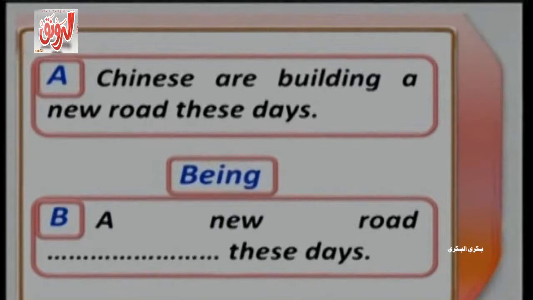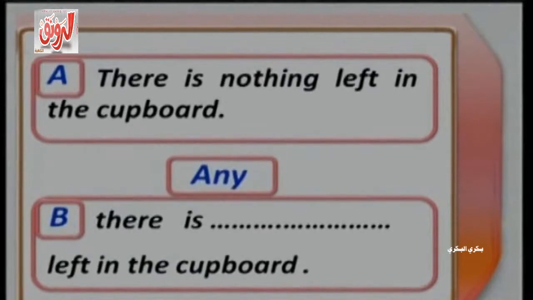Now we are asked to use being to give the same meaning. The sentence begins with a new road. How to complete? See? Is being built these days. Perhaps sometimes you need to use two or more words to complete the sentence. Remember, being is always used when changing active into passive.